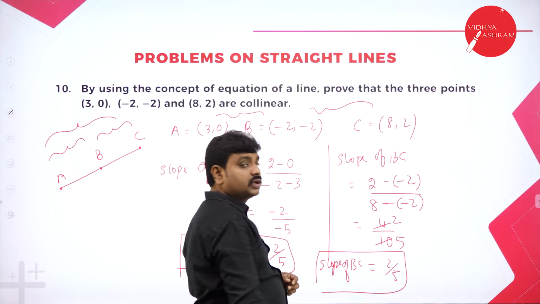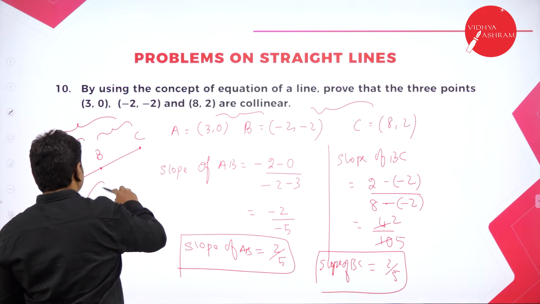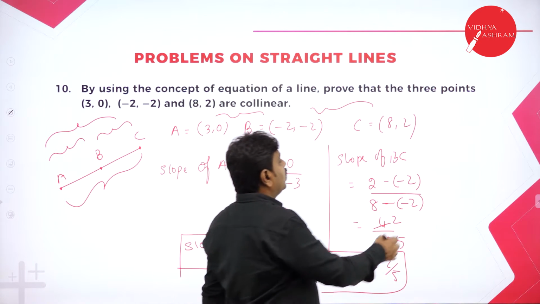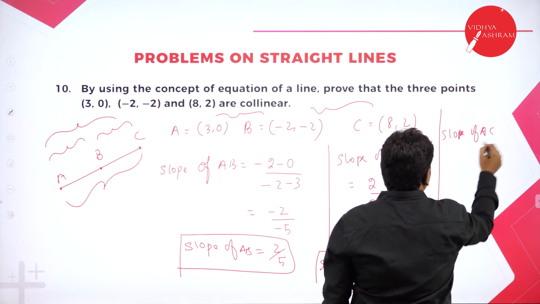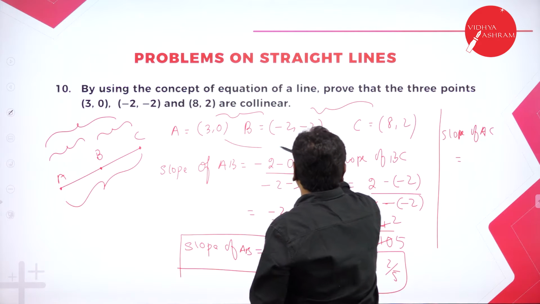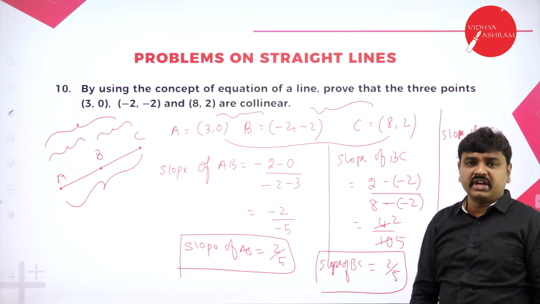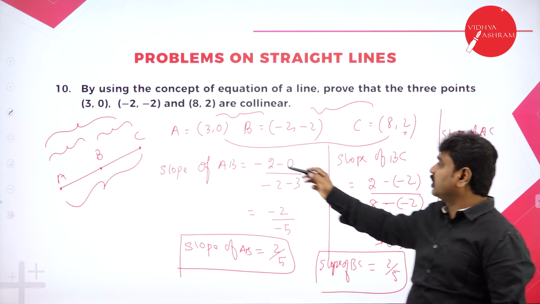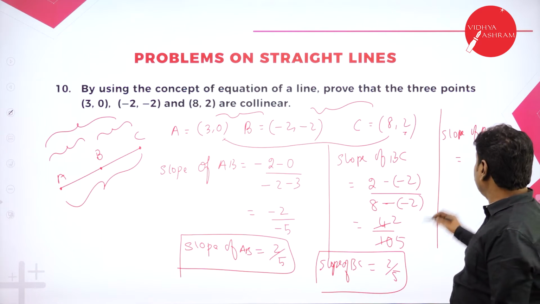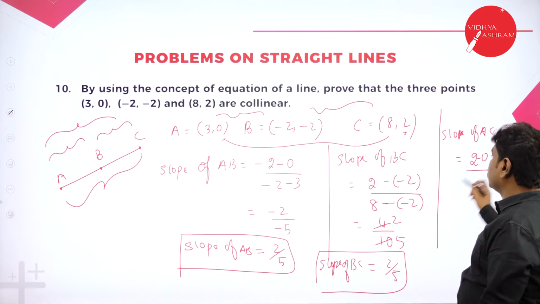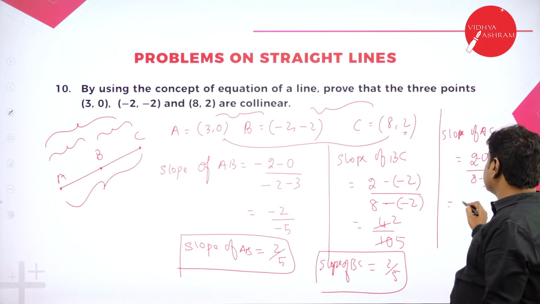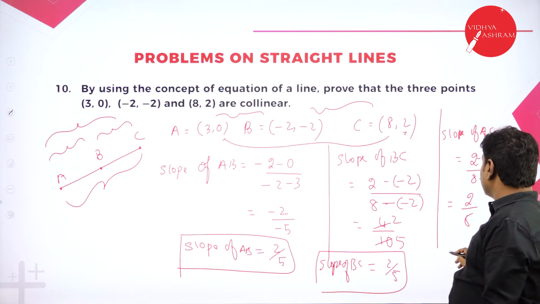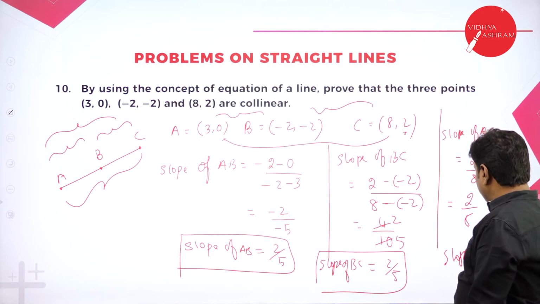The slope of BC is 2 by 5. Now I'll find the slope of AC. How to find the slope of AC? Again, use the same formula. The slope of AC is between these two: difference of y coordinates by difference of x coordinates. What is the y coordinate here? 2. And here? 0. So (2 minus 0) divided by (x2 minus x1), that is 8 minus 3. 2 minus 0 is 2, 8 minus 3 is 5. So the slope of AC is also 2 by 5.